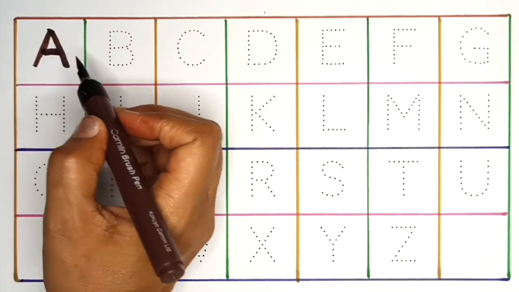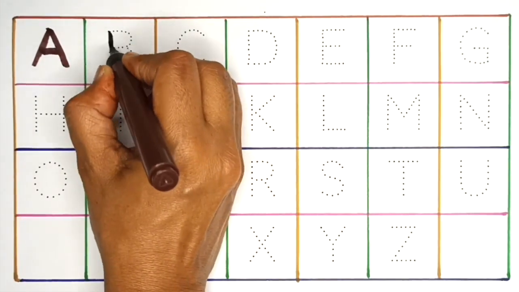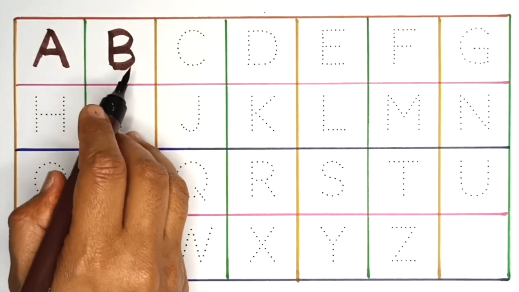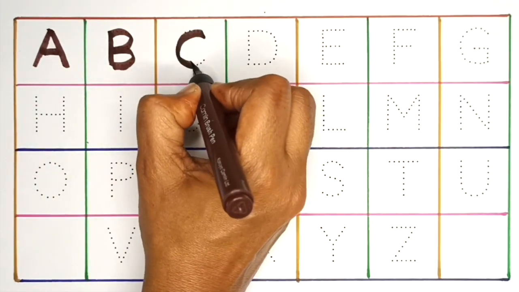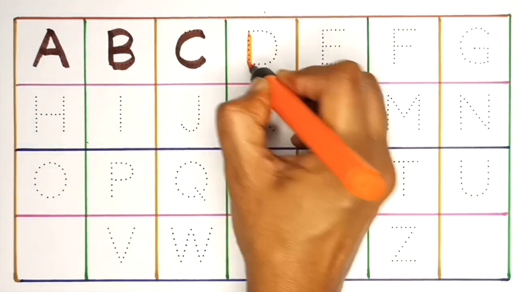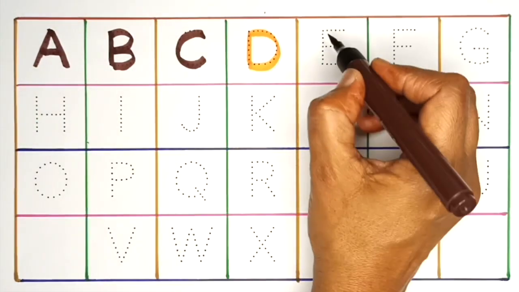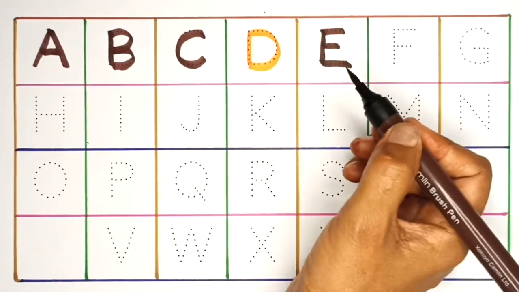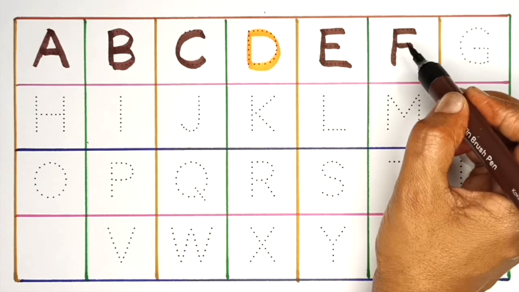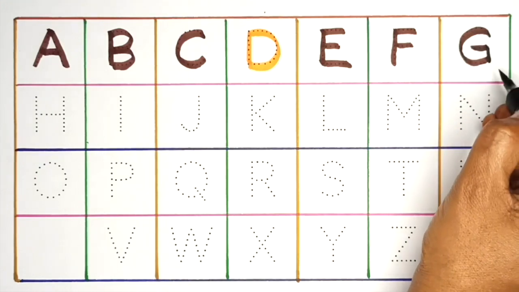A for apple. B. B for ball. C. C for cat. D. D for dog. E. E for elephant. F. F for fish. G. G for grapes.